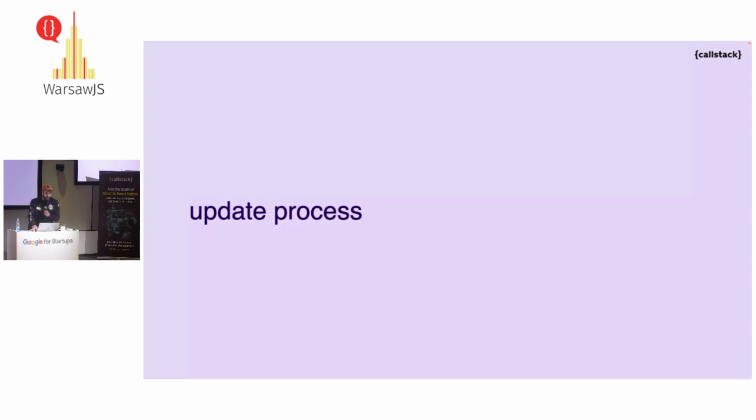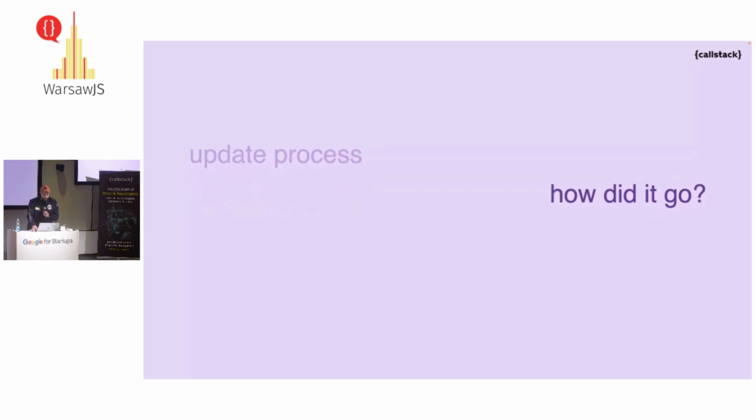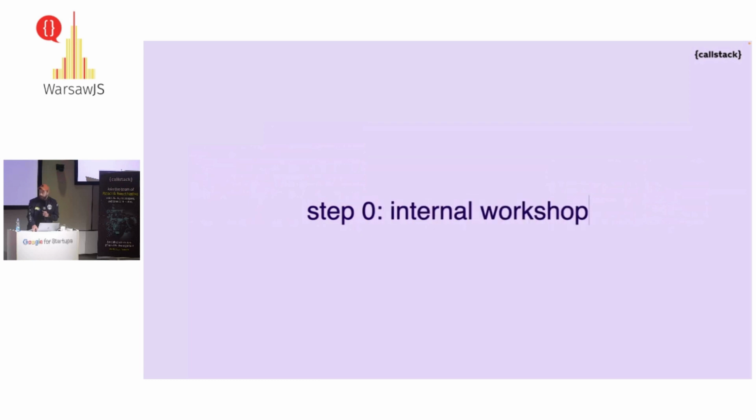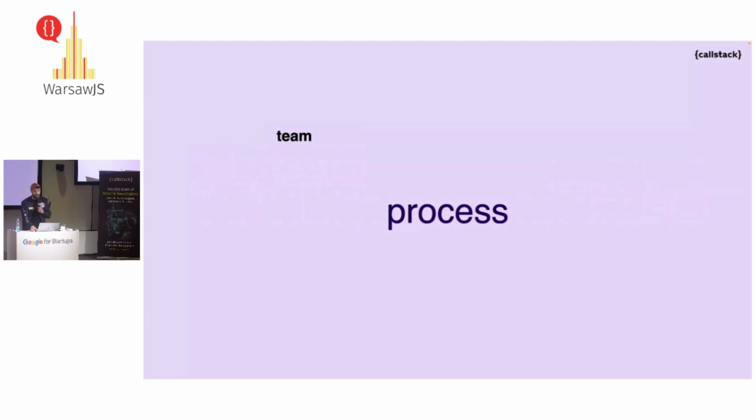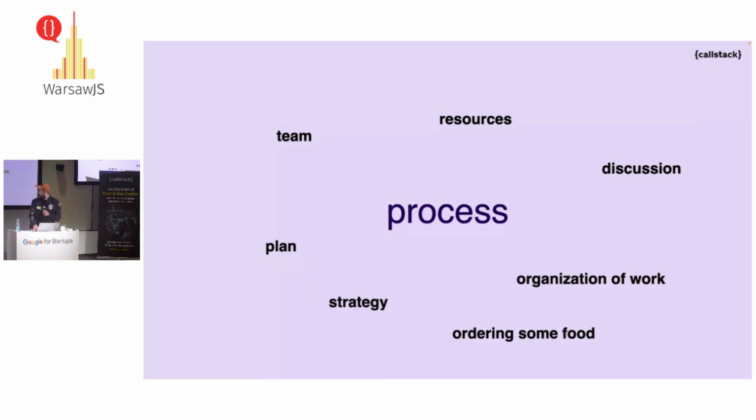Okay, time to go through the update process. And how did it actually go? So everything started at an internal workshop where with the team, based on the available resources such as new documentation and Figma kit, we were able to discuss the component changes, plan and organize the work, and we also prepared the strategy and we ordered some food because we think better on a full stomach.